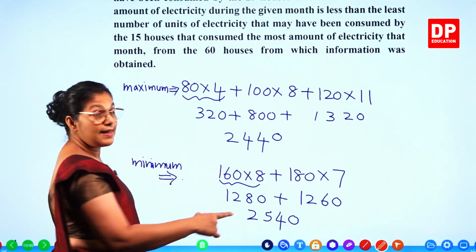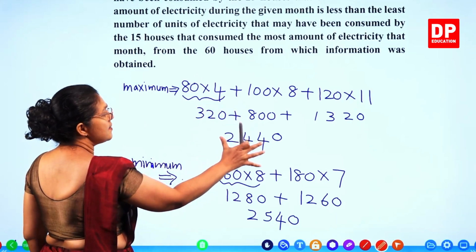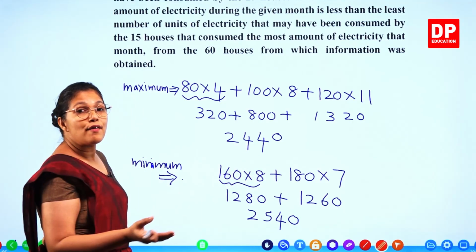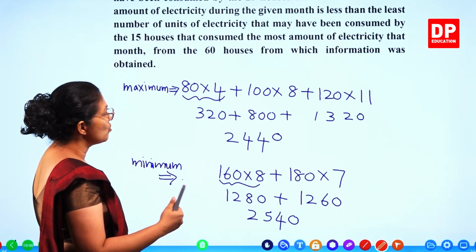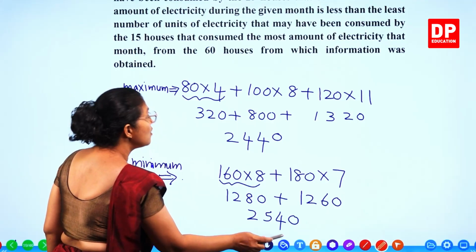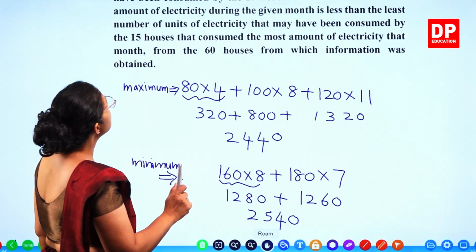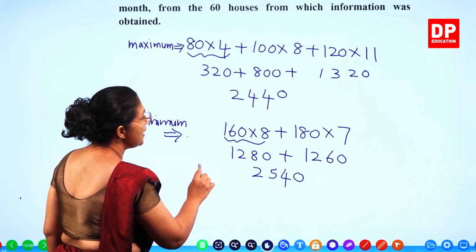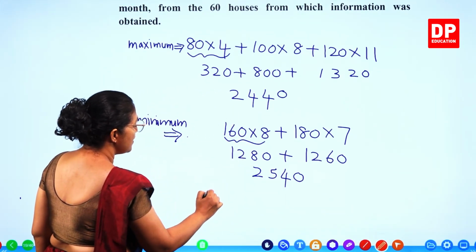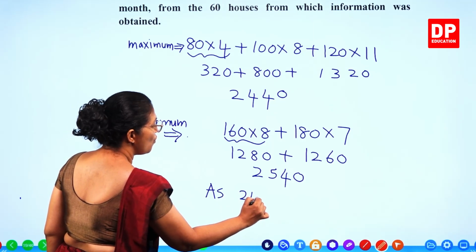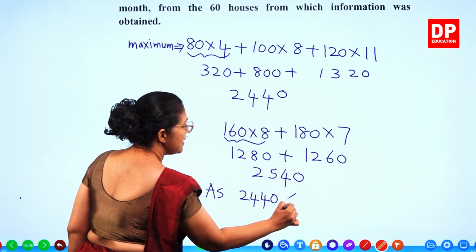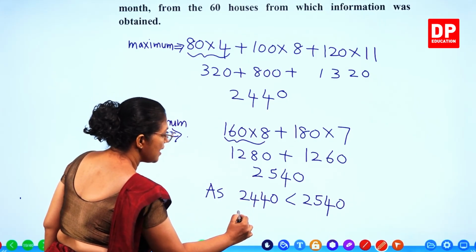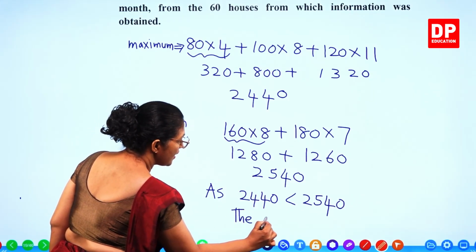So we can see that the maximum number of units 2440 is less than 2540. So the statement is correct. So we can say, as 2440 is less than 2540, we can say the statement is correct.